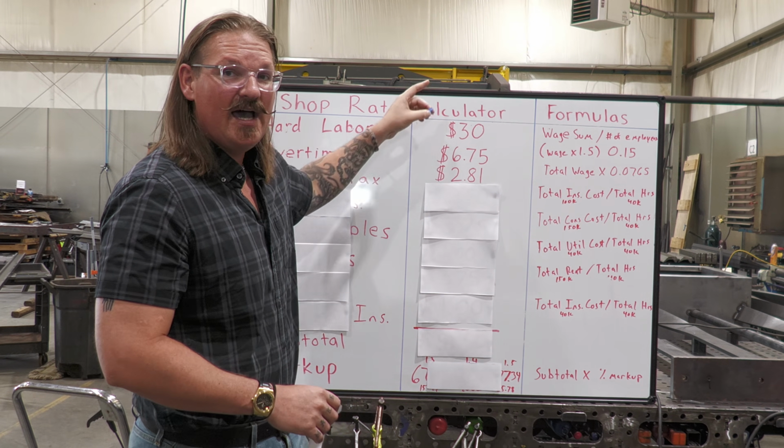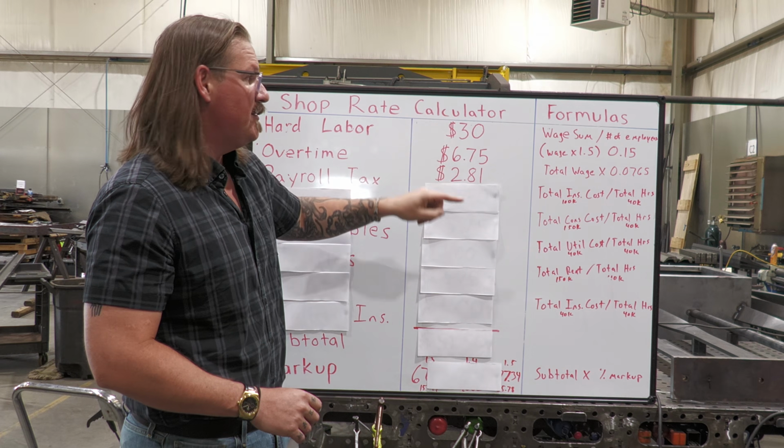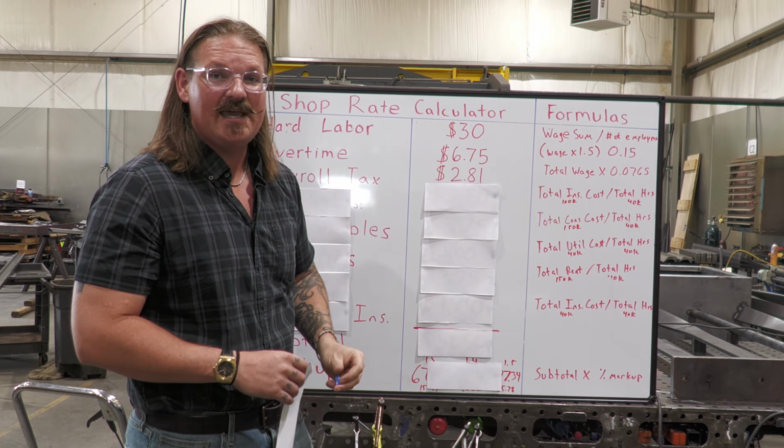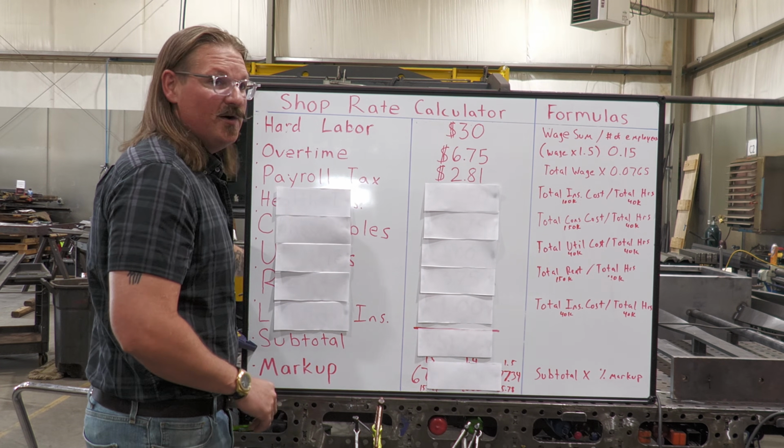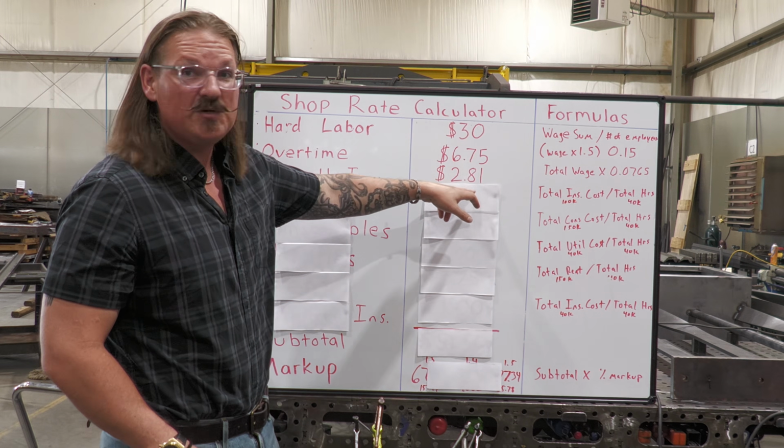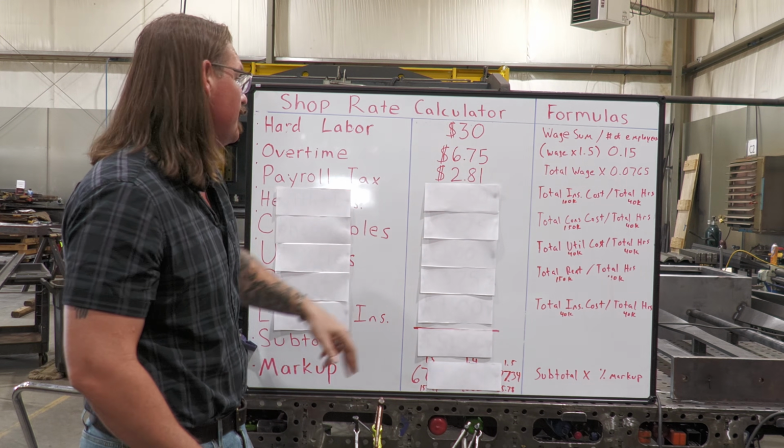So every single time you have an hour of work, you're going to have to pay $2.81 to Uncle Sam. There's no way around it. So if you don't do the math, you're going to lose $2.81 every hour you're working.